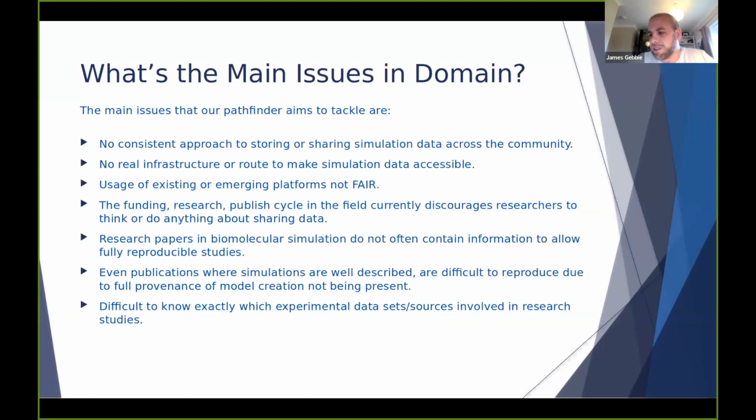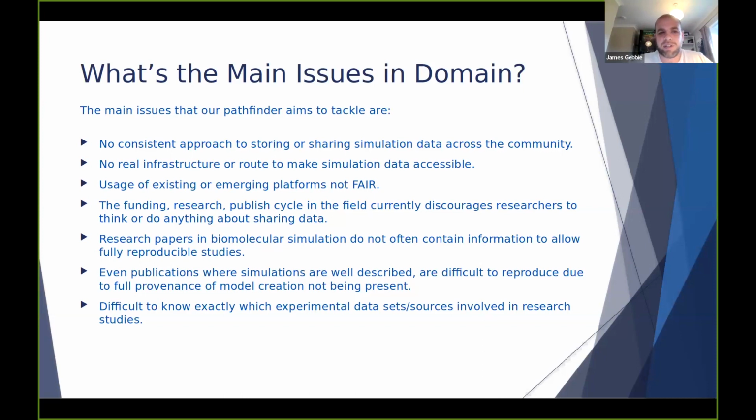So on to the main issues in our subject domain then. We've discussed some already. So these are the issues that our Pathfinder is aiming to tackle. So there's no real consistent approach to storing and sharing simulation data within the community. We all have different ideas on how it should be done. We all have access to different platforms, universities. Some of them have really good provision for storage. Others won't have anything. It's the same story in HPC as well. It's a bit of a lottery.